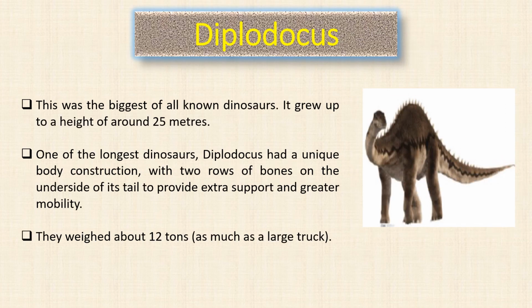Next prehistoric animal is Diplodocus, and some of its characteristics as you can see on the screen. This was one of the biggest and longest dinosaurs. Diplodocus had a unique body construction with two rows of bones on the underside of its tail to provide extra support and great mobility. Mobility means the ability to move freely, and they weighed about 12 tons.